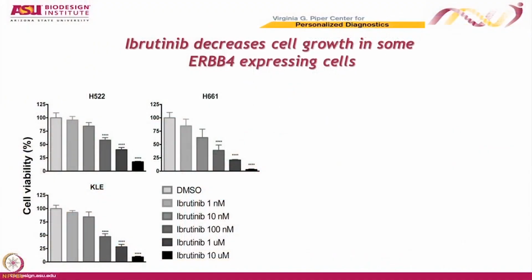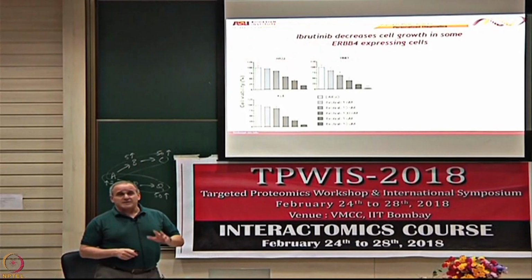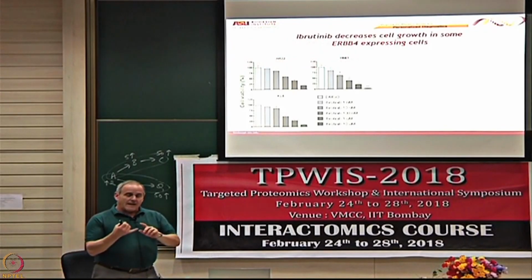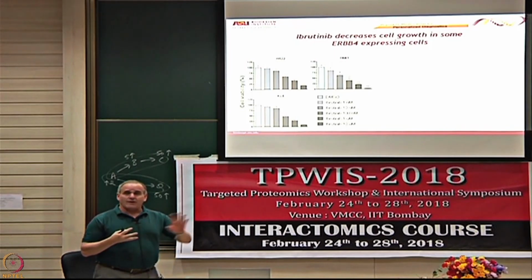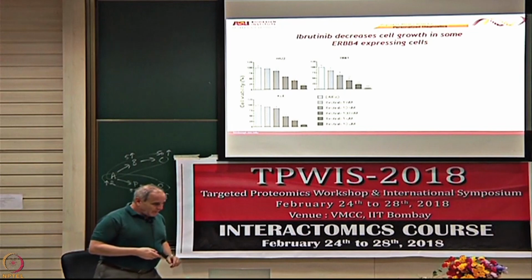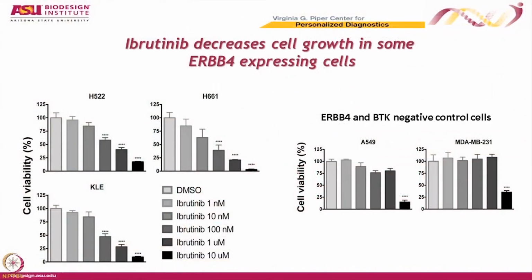And that's what you get. So adding increasing amounts of drug, you see increasing inhibition of cell growth. So that looks like ibrutinib is inhibiting a cell line that has high ERBB4 and no BTK. So you can't argue that this is due to BTK. Okay, and then we did a couple of key controls.